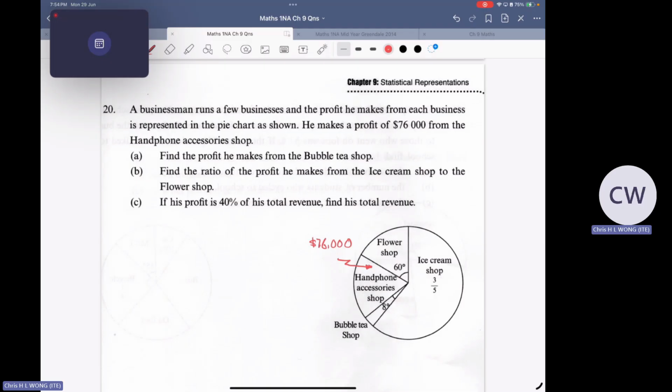Now this one there's a degree here, this one there's a degree here, this one no degree. They give you only 350, but they give you the profit. This one handphone 70,000. All I need is to find out what the degree is here. I can relate this to this already. Am I right? Yes.